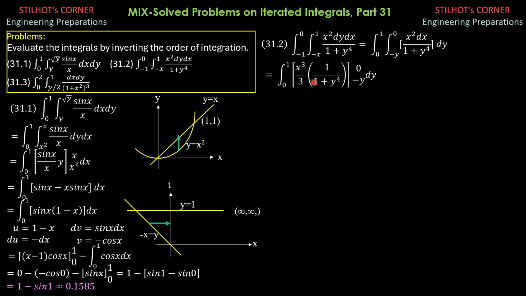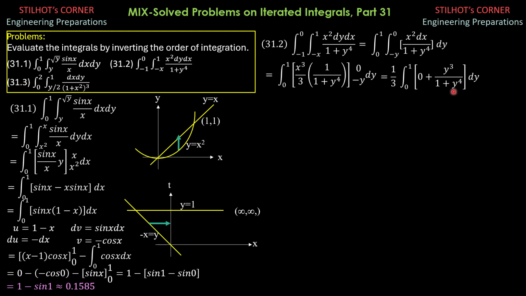Then when x is negative y, this would be minus of negative y cubed. So negative of negative y cubed is positive y cubed over 3, 1 over 1 plus y to the fourth dy. So that's the result, integral. So 1/3 integral 0 to 1. So again, when we substitute upper limit for x, everything is 0. Then minus negative of y cubed. So that's positive y cubed over 1 plus y to the fourth dy.